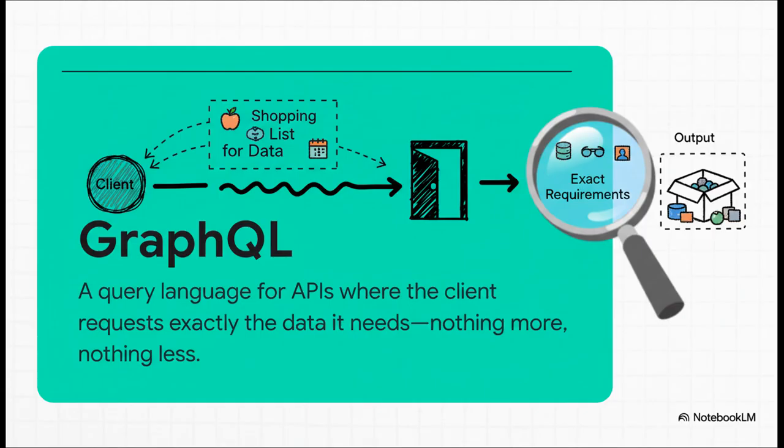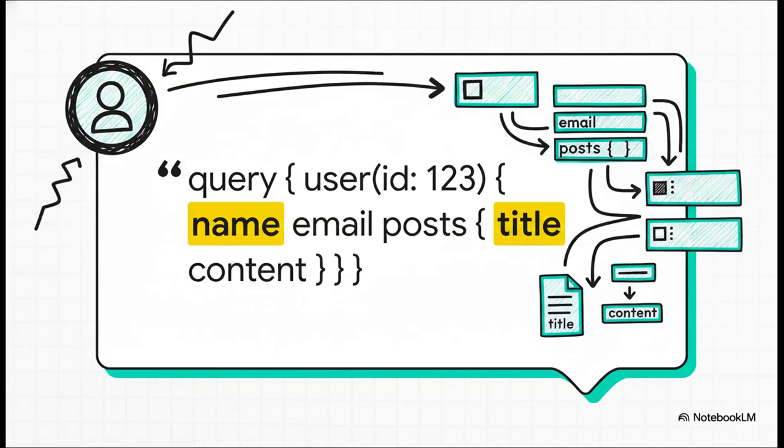Instead of having dozens of different URLs for every little thing, you usually just have one single endpoint, and the client, your app, sends a very detailed query, kind of like a shopping list for data, that specifies exactly what it needs, no matter how nested or complex it is. Just take a look at what's happening in this one query.